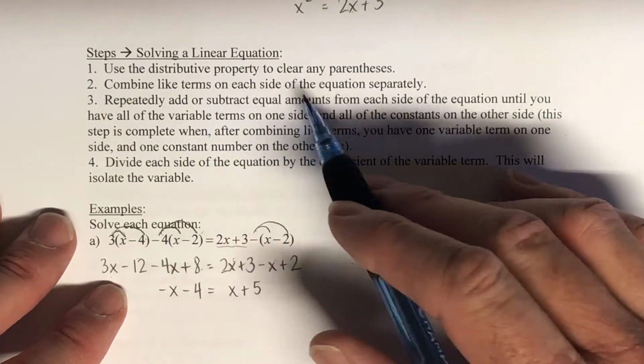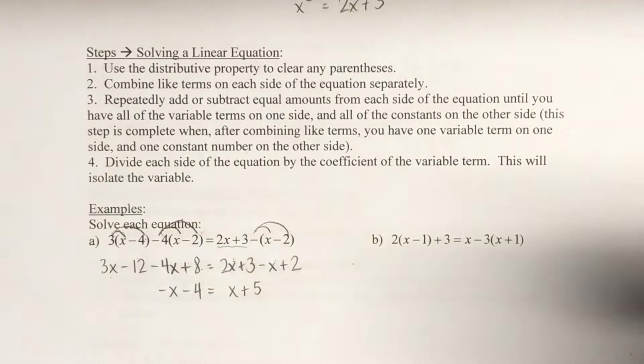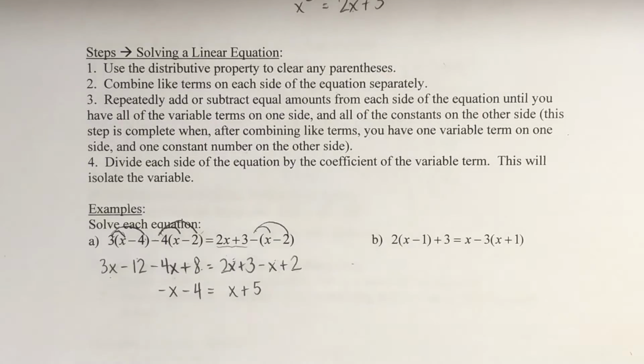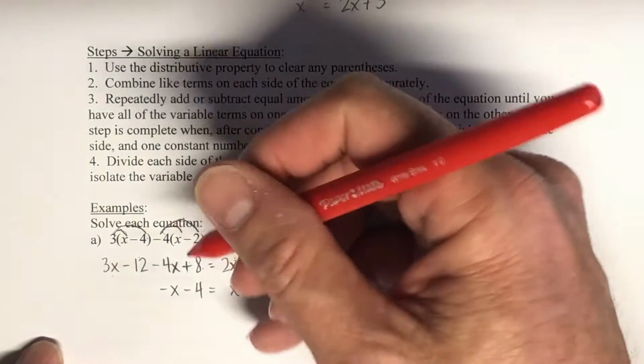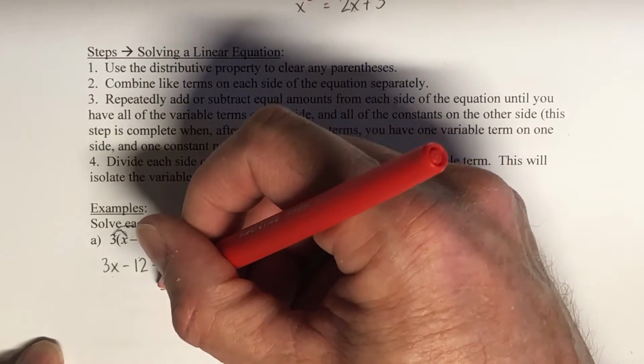It says repeatedly add or subtract equal amounts from each side of the equation until you have all the variable terms on one side and all the constant terms on the other side. I'm going to introduce some color here. You don't need to do that yourself. This is just to highlight what I'm talking about to make it easier to understand.